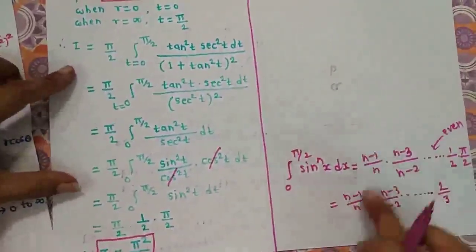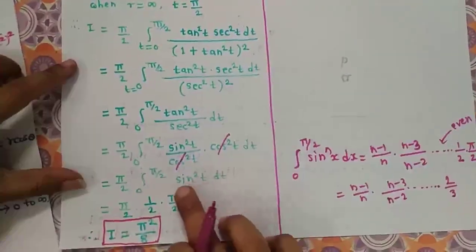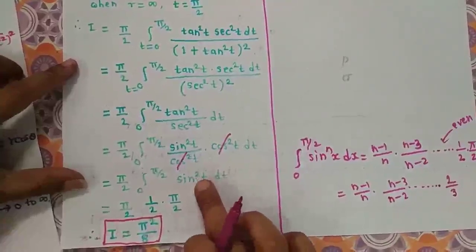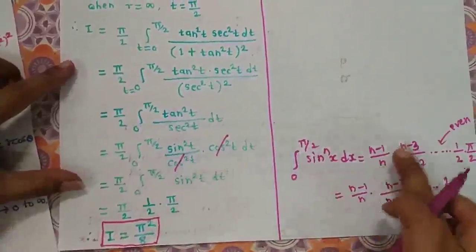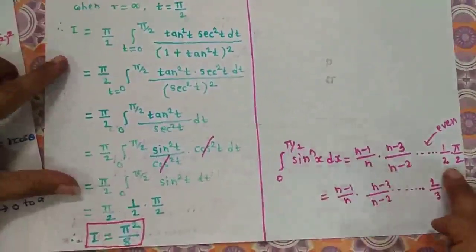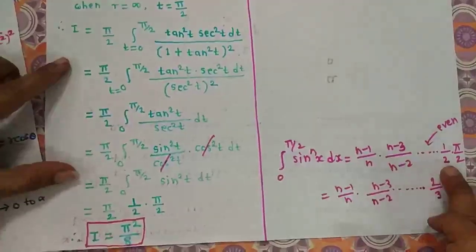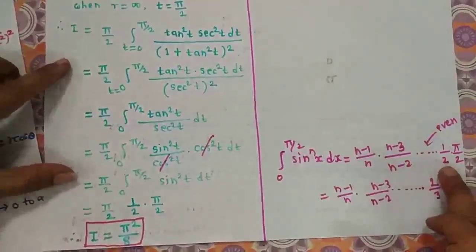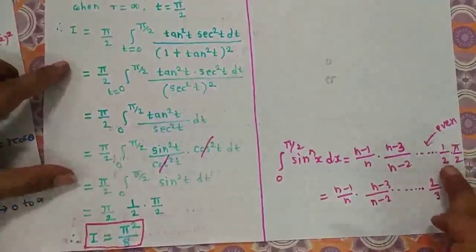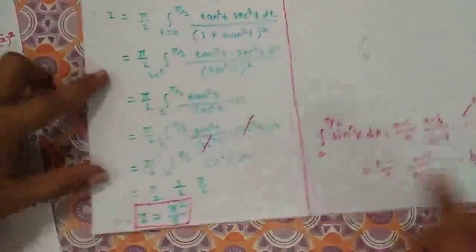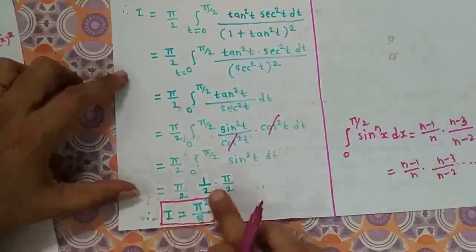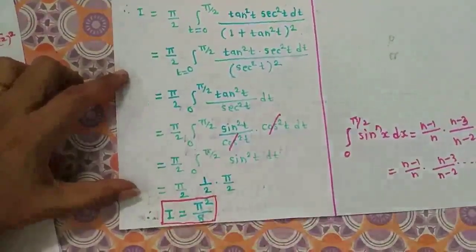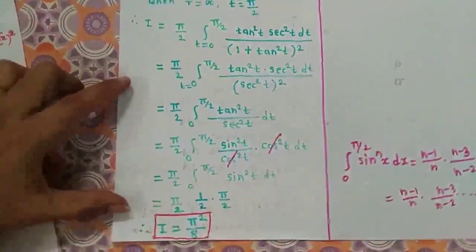Okay, so using this result, integration of sin square t, here n is equal to 2. So it starts with n minus 1 upon n, that is 1 by 2, means we directly get the last term 1 by 2, and along with this 1 by 2 we take the extra term pi by 2. So its integration is 1 by 2 into pi by 2, and hence I is equal to pi square by 8. This is the required integration.